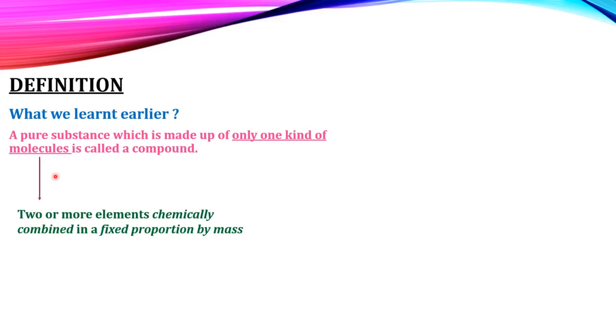A molecule means two or more atoms of any elements which are chemically combined in a fixed ratio by mass. Fixed ratio by mass is an important concept here. So a molecule might be made up of two or more atoms of different elements which are combined chemically in a fixed proportion by mass. So let's look into the detail using an example.